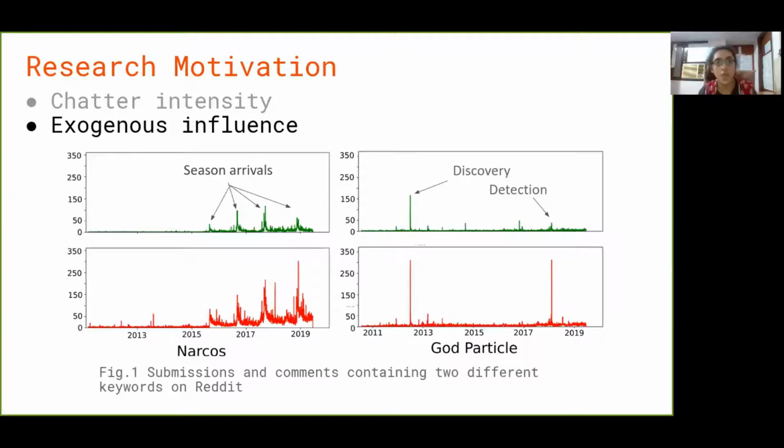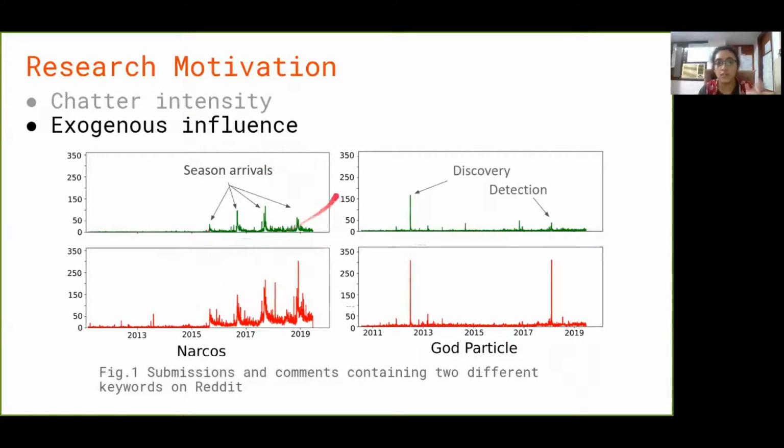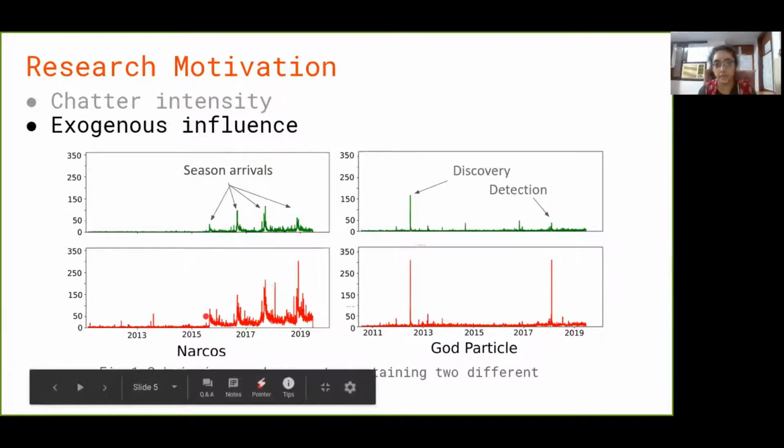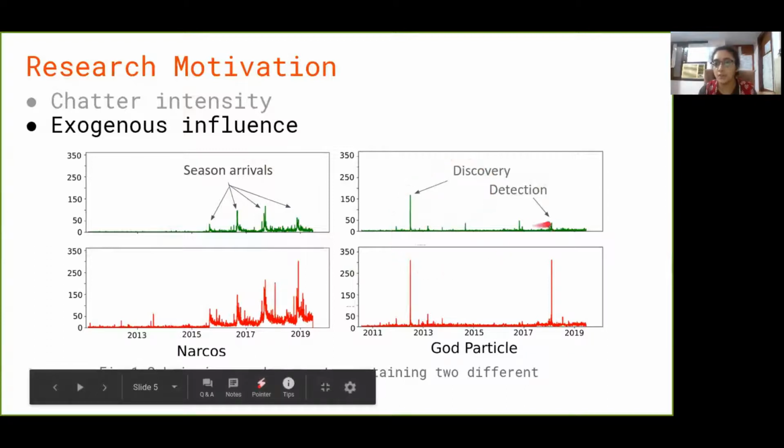While it is well known that the user behavior as well as the discourse on a platform is underpinned by the events happening outside of the platform, very few information models actually capture this exogenous influence. Let's take the example of two subreddits from the Reddit platform, the Narcos subreddit and the God Particle subreddit. Here we observe that as and when a new season of Narcos arrives, the discussion on that particular subreddit spikes as well. Similarly, the scientific subreddit, the discussion on which remains fairly consistent, sees an abrupt spike in discourse at the time of the discovery of the Higgs boson and its decay.